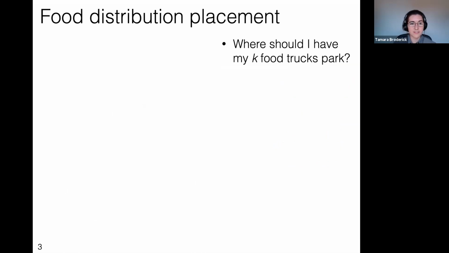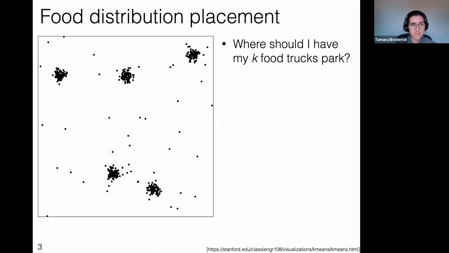Okay, so they have, let's say, a very fantastic existing model and existing trucks, but now they have a new area of the US and they're interested in placing their K food trucks and asking where should they park. And so what we're looking at here is perhaps the area that they're thinking of placing these K food trucks, and each dot here represents an individual that they think might use their service, that might pick up some food from one of their trucks.